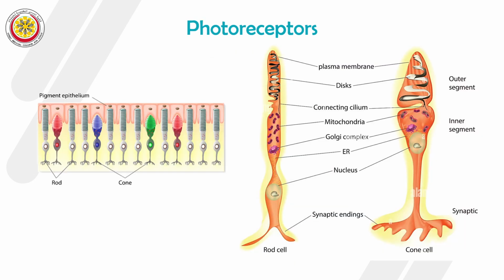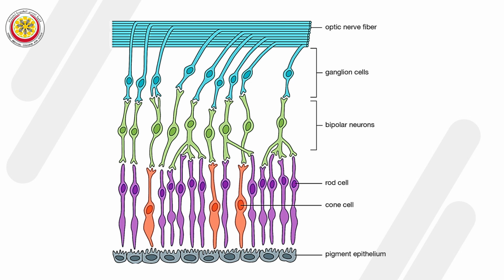The third one are the rods and cones found in the retina. These are specialized, modified neuroepithelium to become receptors. These are the receptor neurons of the eye. They are found as part of a layer of the retina. Now, this is the retina.